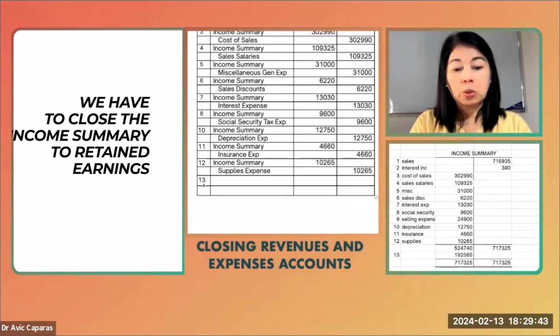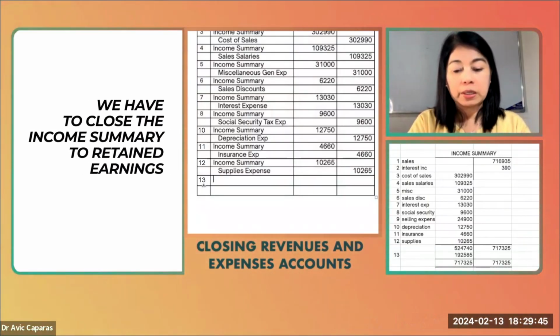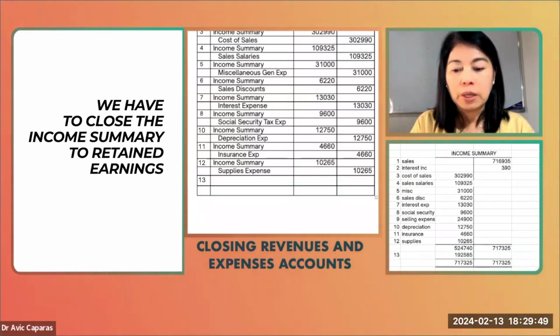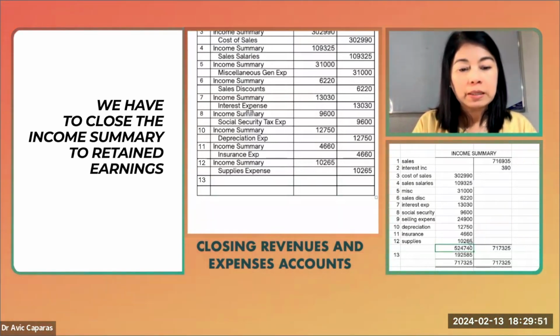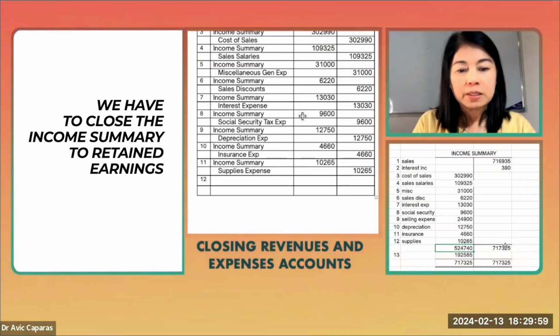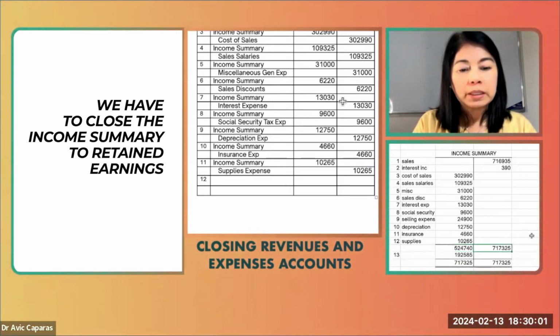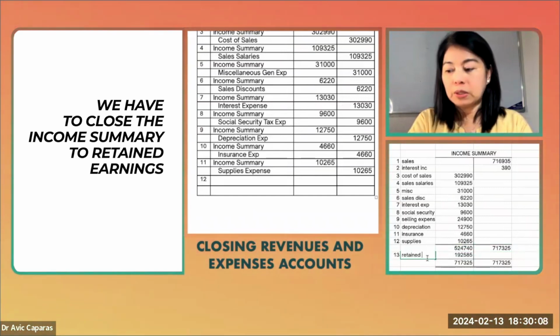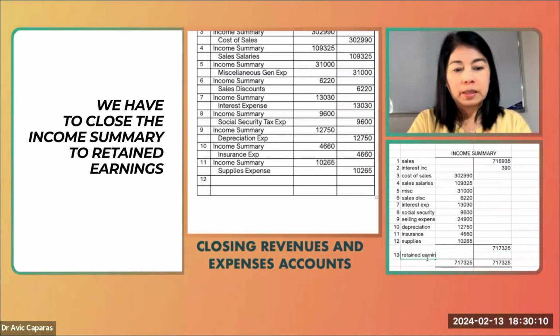So we have to close the income summary to retained earnings. So how do you close that? First of all, we have to go to our income summary. So all of this has been summed up into 524,740, and this has been summed up. So the difference would be 192,585. So this is the one that we will put into retained earnings.